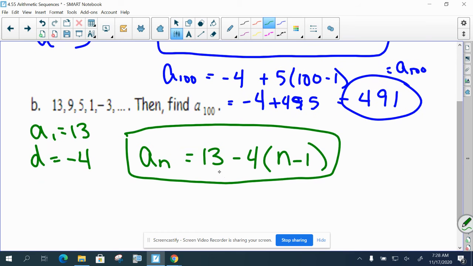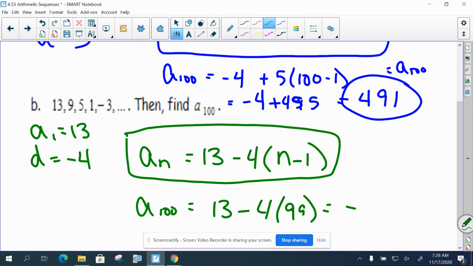And then for your 100th term, this would be 13 minus 4 times 100 minus 1, which is 99. You can either type this on your calculator, and that would be -387.